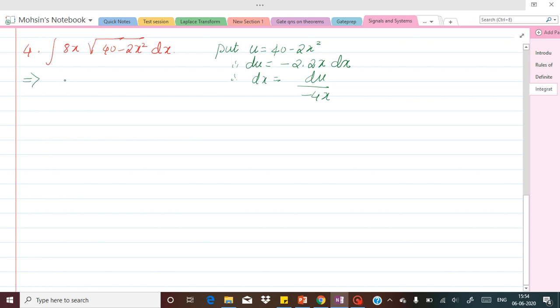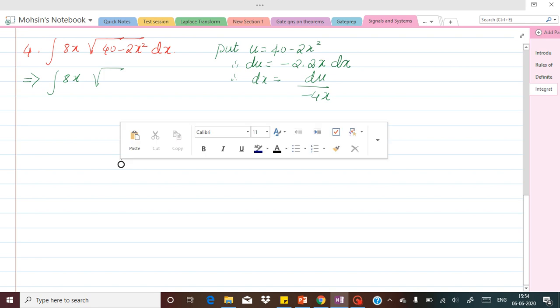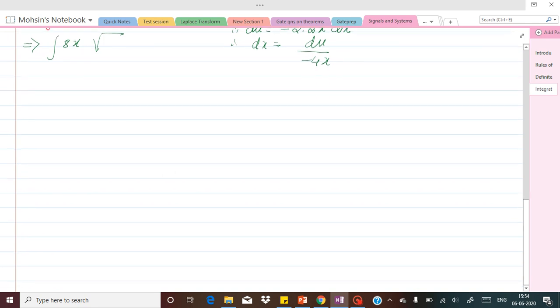Okay, so now let us substitute these terms in this integration over here. So now this integration will have 8x as it is under the root. Now we are substituting that term as u, so let us keep that u under the root, and then dx is substituted by du divided by minus 4x. So this 4x and this x will get cancelled, and minus 4 and 8. So what we are going to get here is minus 2 as a constant term, and you can write the term under the root as u raised to 1 by 2 du.